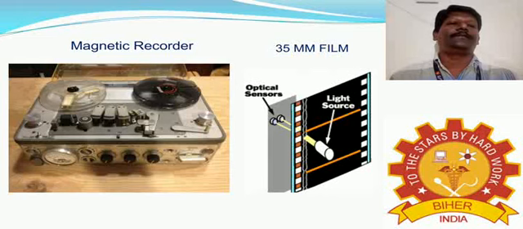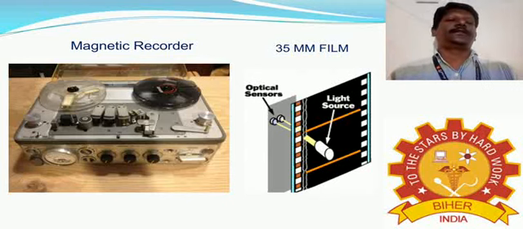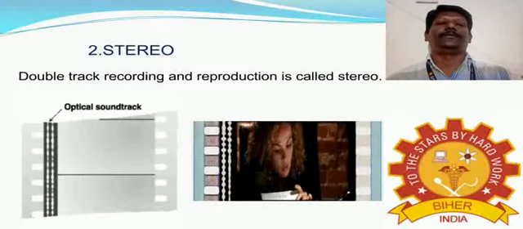Then 35 mm film. How do they record on 35 mm film? The electrical sound signal is converted into a light signal. Then the light signal is transferred to the 35 mm film. Then stereo. Double track recording and reproduction is called stereo.